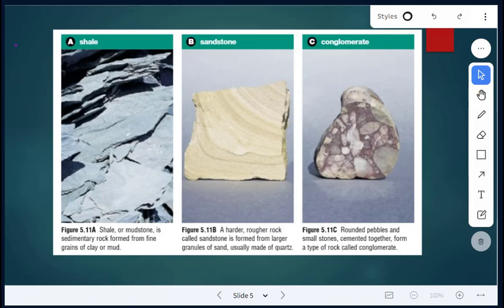These are some examples. Shale, also known as mudstone, is a sedimentary rock. It's formed from fine grains of clay or mud. This is sandstone. It's a harder, rougher rock. It's formed from larger granules of sand. It's usually made of quartz. This is conglomerate. It's rounded pebbles and small stones that are cemented together to form this type of rock called conglomerate.